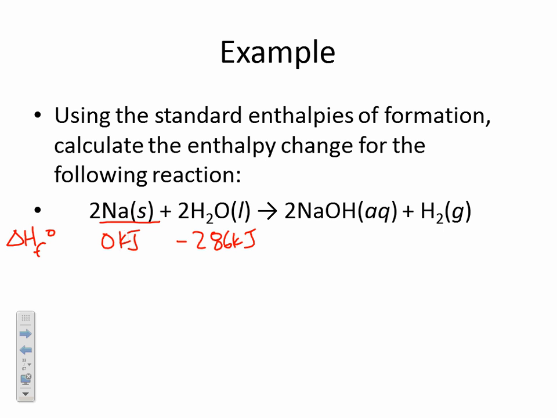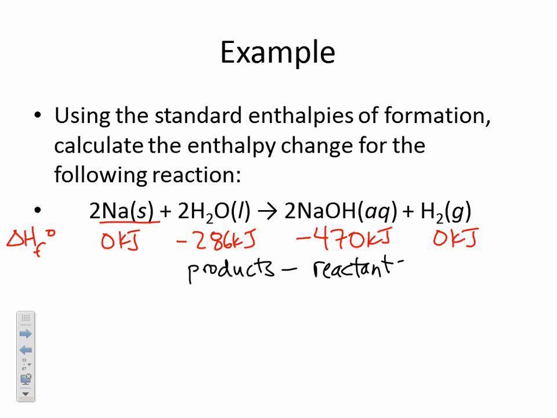Sodium hydroxide, again, make sure that you're looking up the correct value, the correct phase of matter, because solid sodium hydroxide versus aqueous sodium hydroxide will have different standard enthalpies of formation. So this one is minus 470. And H2 gas, that is the elemental form of hydrogen, so that is 0. Again, we're going to do products minus reactants. Sum up the products, sum up the reactants, subtract them, products minus reactants, take your coefficients into account.